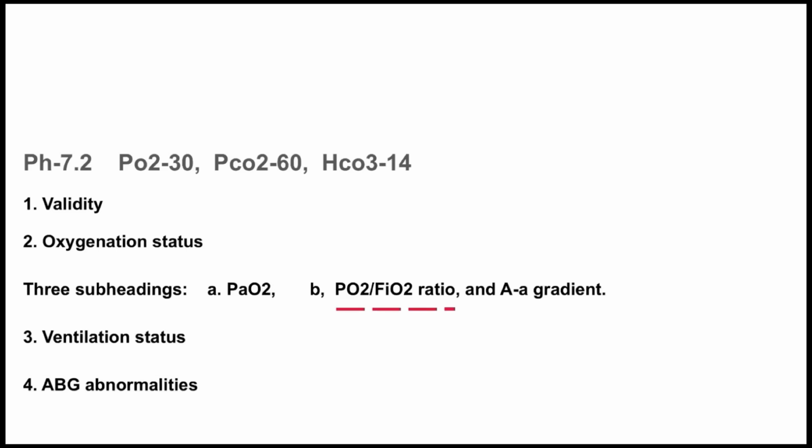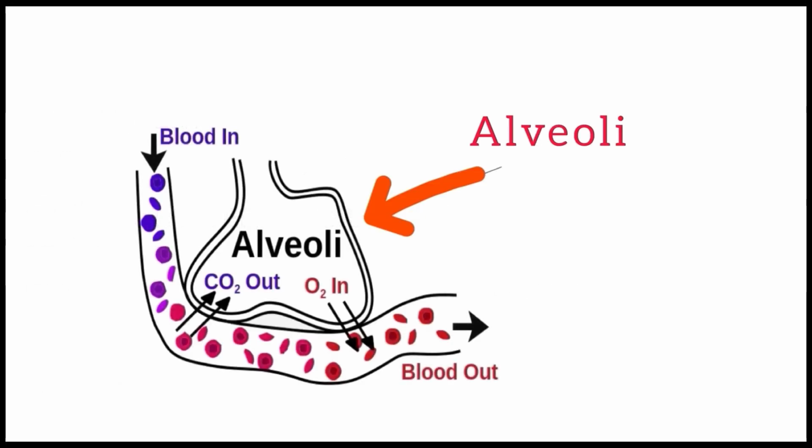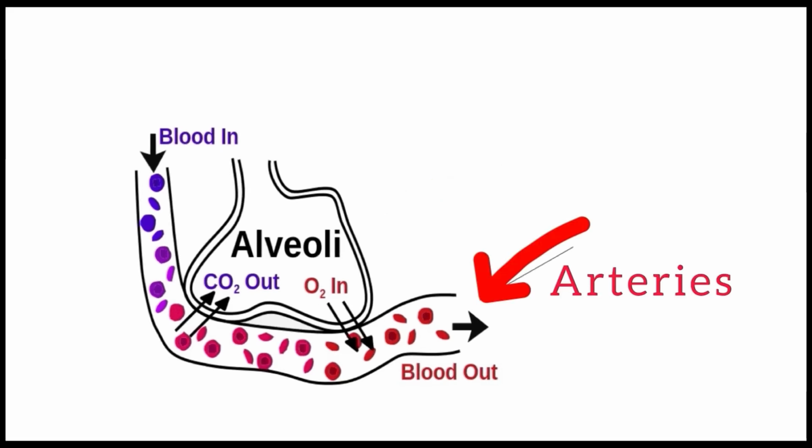And now, what is A gradient? The A gradient, or the alveolar-arterial oxygen gradient, is a measure of the difference between the alveolar concentration of oxygen, as in oxygen in the alveoli, and the arterial concentration of oxygen. It is used to differentiate the source of hypoxemia. This patient is tachypneic, admitted in the emergency room, and his SpO2 on room air is only 75. ABG is showing PaO2 of only 30. Here we have to calculate the A gradient to differentiate the cause of hypoxemia.